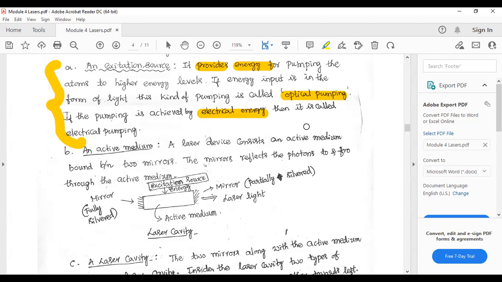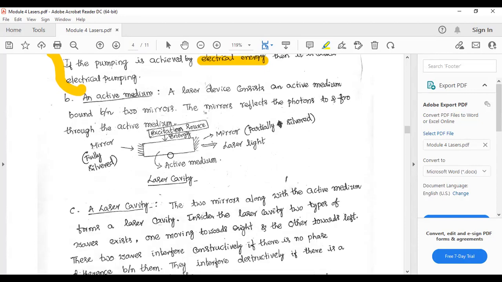Okay, and the next thing is the active medium. Active medium I have already mentioned. You can see here the usual laser will look like this. This rectangular thing is the envelope. This may be a glass envelope, rectangular glass, within which I am going to fill the active medium, for example carbon dioxide. Okay, and this is all about the active medium.